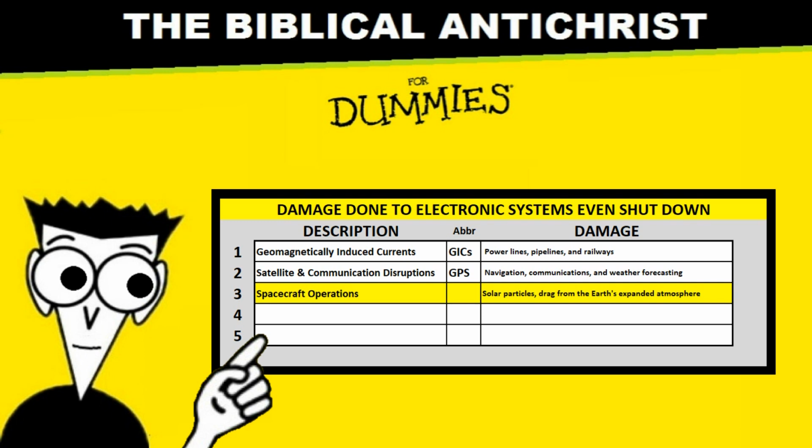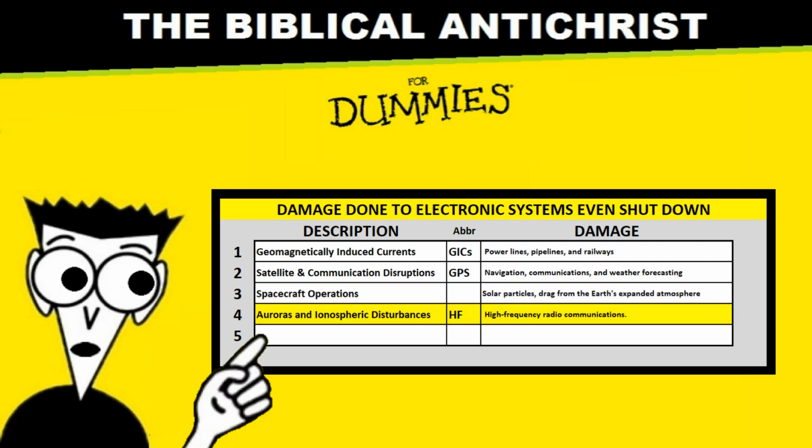Spacecraft operations. Satellites in orbit are susceptible to space weather effects, including charging from incoming solar particles and increased drag from the Earth's expanded atmosphere during a geomagnetic storm. Shutting down spacecraft may protect them to some extent, but their operations could still be affected.